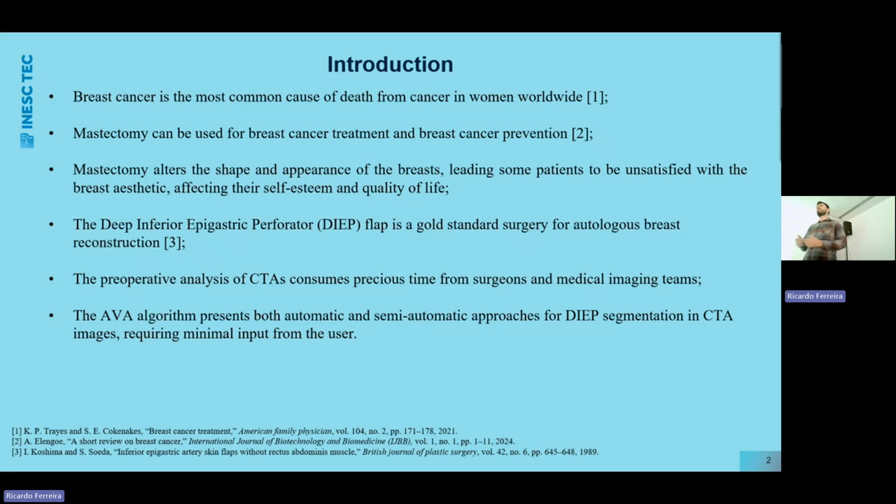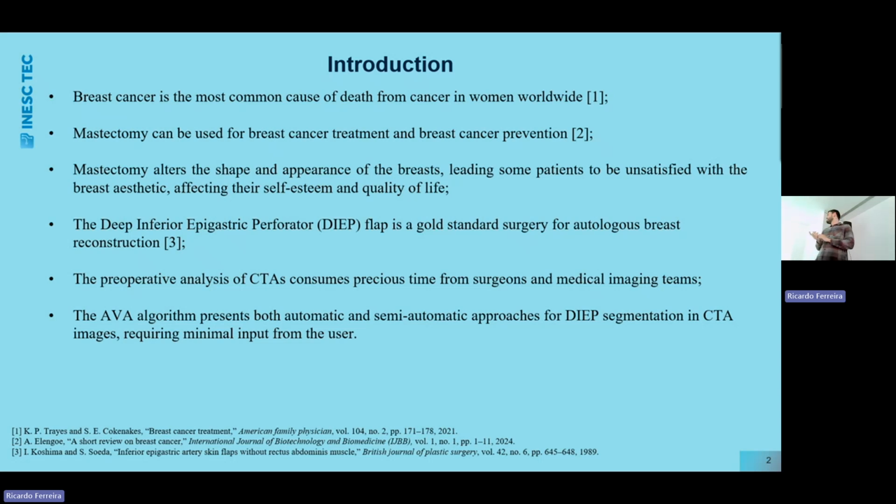Even though there are some treatments that can be applied, like chemotherapy and radiotherapy, mastectomy, that is a surgery, is still very common nowadays. It consists of removing a portion or the total of the breast, for both, we can say, cancer treatment or prevention. But the thing with the mastectomy is that it alters the shape and appearance of the breast, and sometimes patients look at themselves in the mirror and don't feel satisfied with their appearance, and that affects them in a lot of ways in their lives, in self-esteem and quality of life, etc.